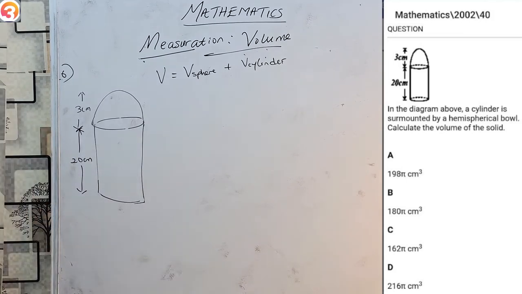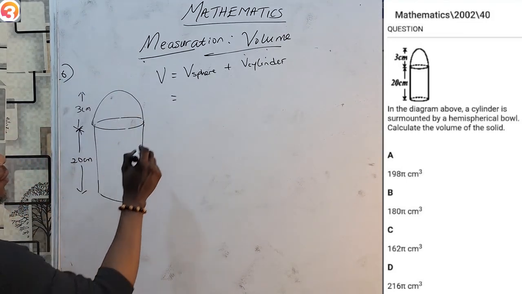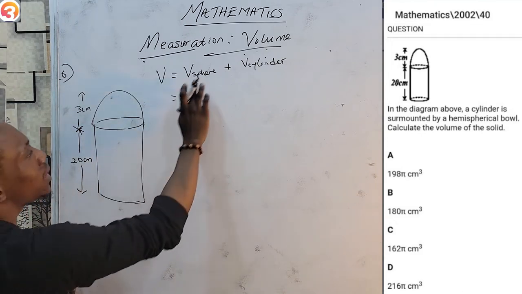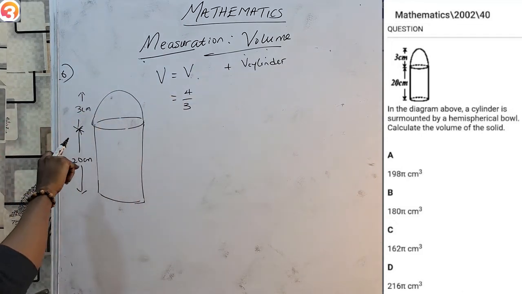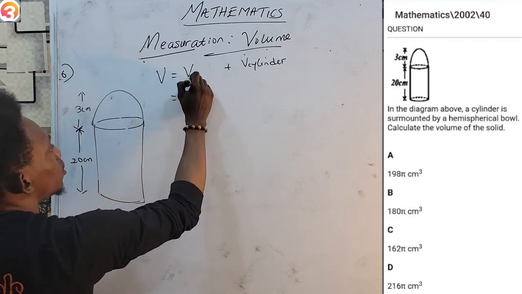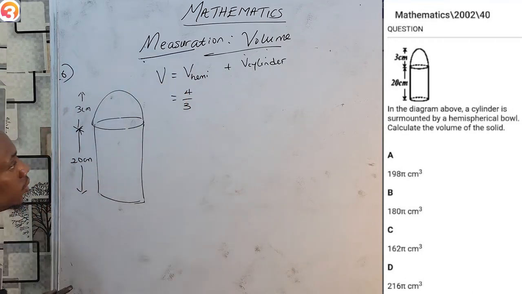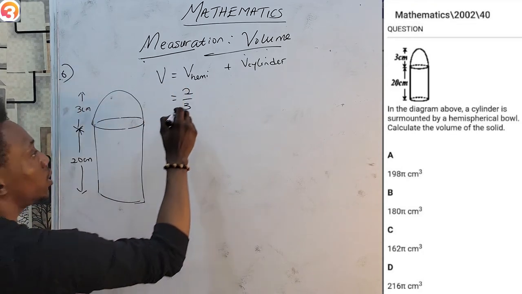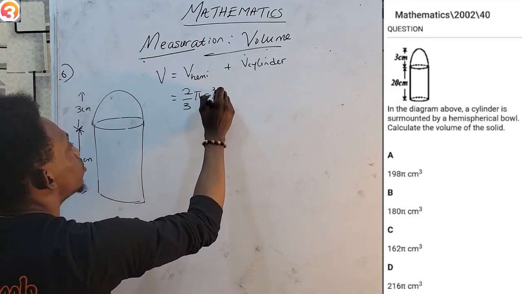That's going to be my method. Now, the formula for the volume of a sphere is 4 over 3. But please, no, this is not a sphere. This is a hemisphere. It is half of the sphere. So let's not make that mistake. This is a hemisphere. So in a hemisphere, it's actually 2 over 3, not 4 over 3, pi r cubed.